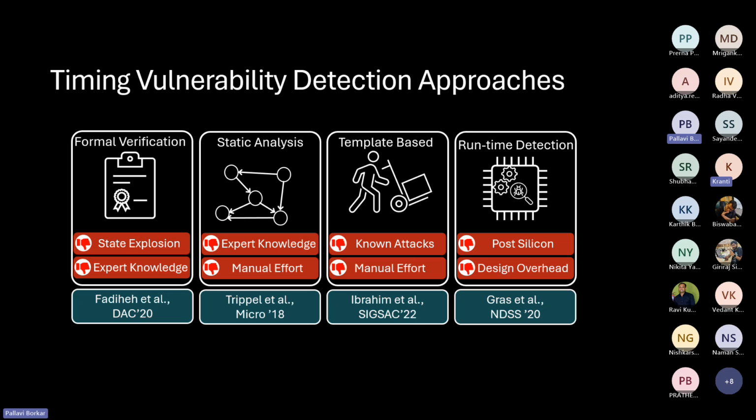In this slide, we have a high-level estimation of the approaches. Most of the approaches which use these methods actually suffer from these issues. Which particular one did you mention? The runtime detection? Yeah, formal verification and runtime. Formal verification actually suffers quite a bit from the state exclusion problem and also some expert knowledge problems.